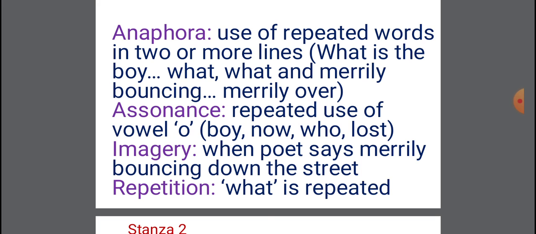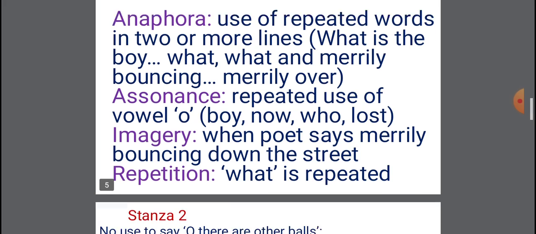Then imagery is used by the poet. When the poet says merrily bouncing down the street, a picture appears in our mind, and that is called imagery. Then repetition is there. What is repeated so many times in the stanza? So repetition is also there.